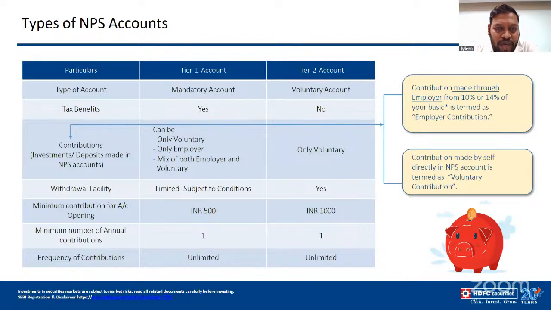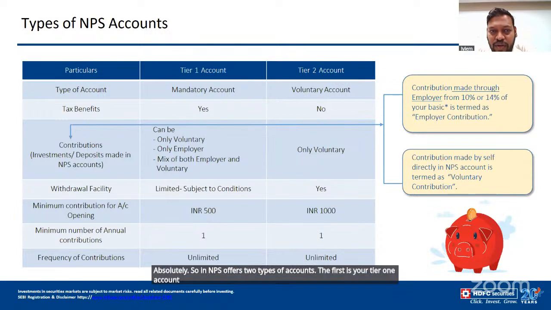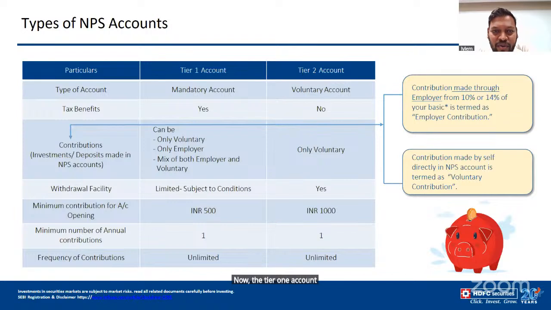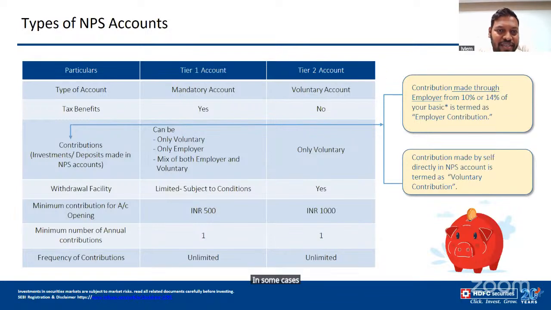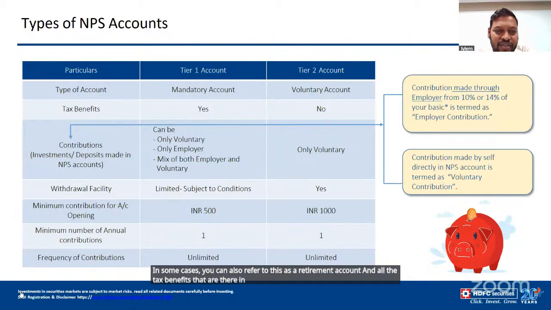Absolutely. So NPS offers two types of accounts. The first is your tier one account, and you have the tier two account. Now, the tier one account is your mandatory account. You have to open the tier one account to open your NPS account. In some cases, you can also refer to this as a retirement account. And all the tax benefits that are there in NPS are associated with this tier one account itself.